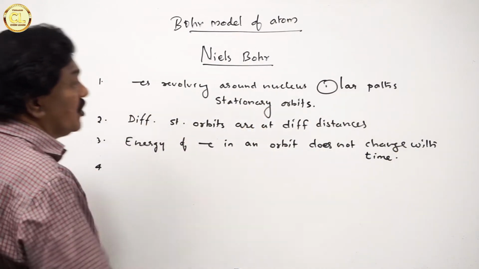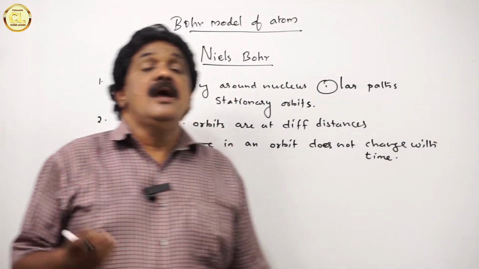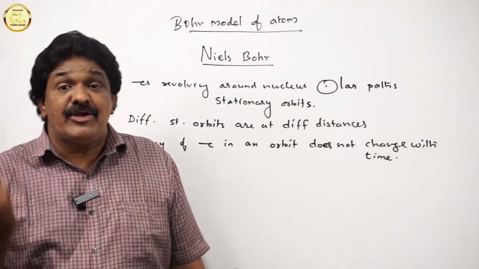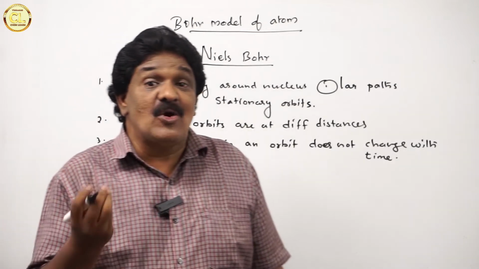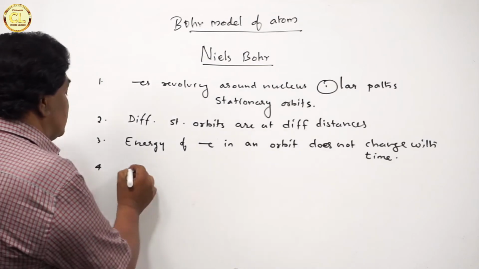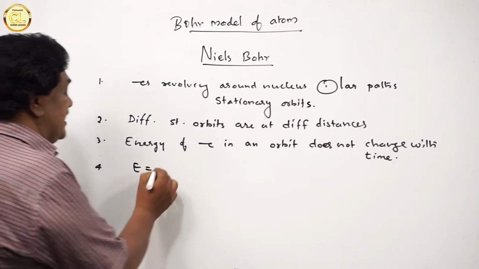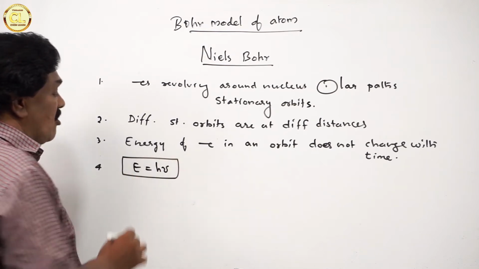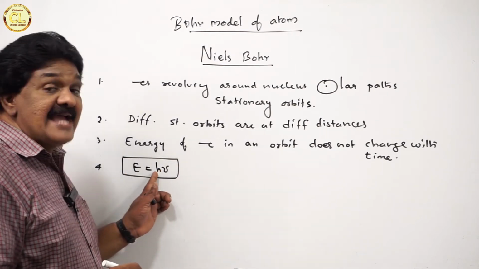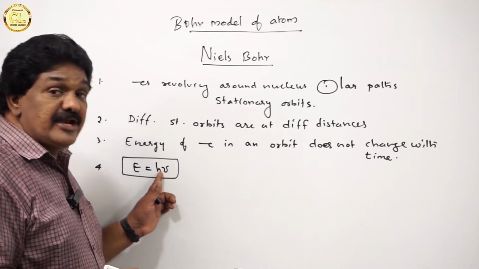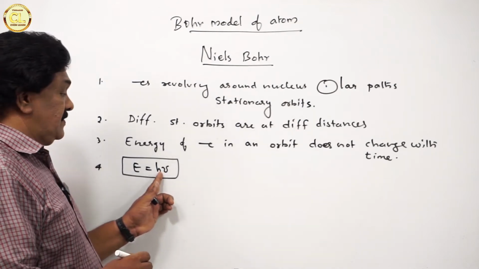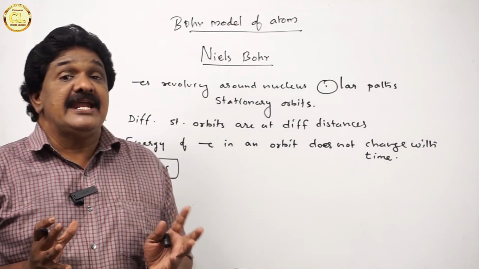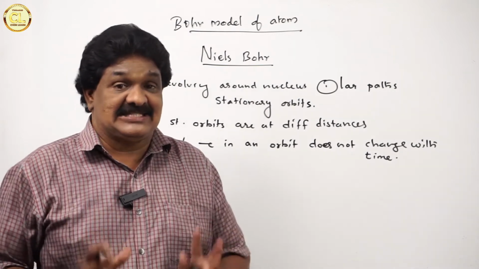Then the fourth postulate is this. An electron absorbs or emits energy in discrete packets that are called quanta. A quantum of energy is expressed by the equation E = hν, where E is a quantum of energy, h is Planck's constant, and ν is the frequency of radiation. That is, the energy of an electron in an atom is quantized.